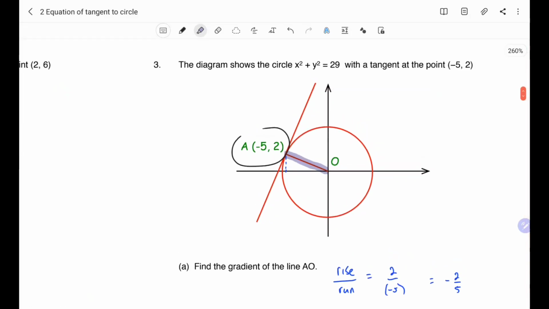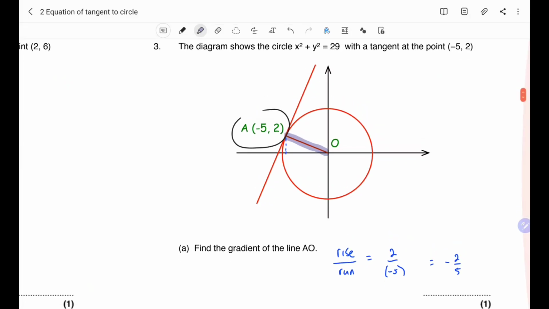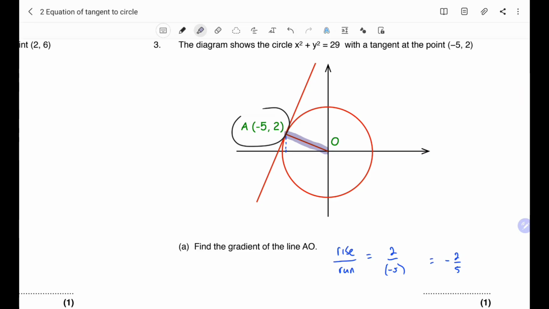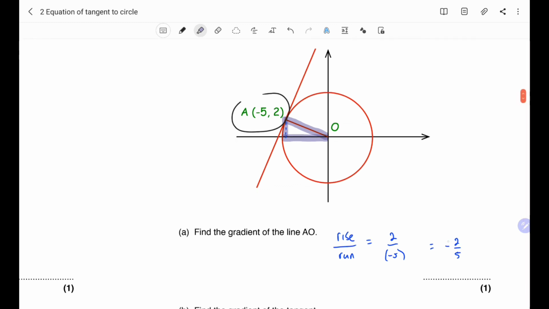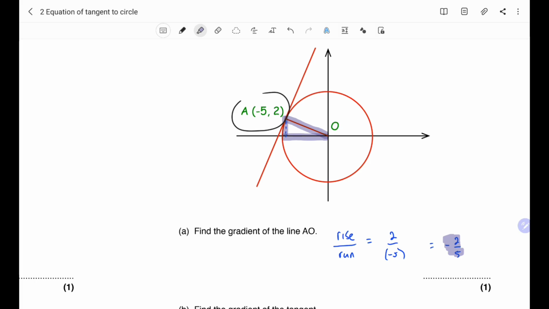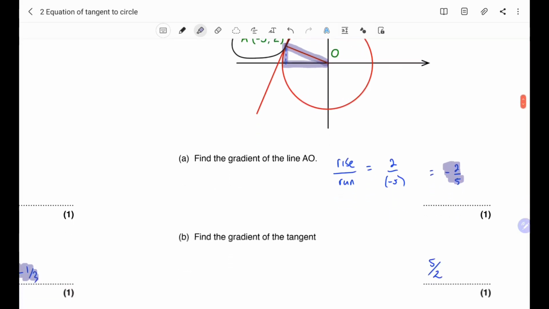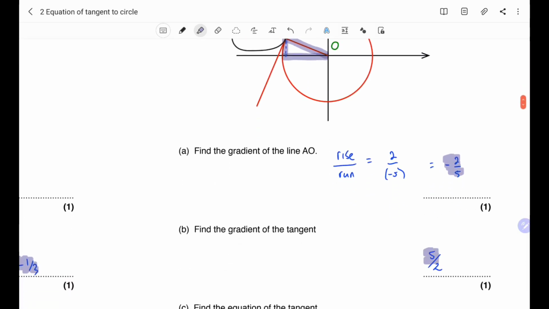Next question is x squared plus y squared is 29 through the point minus 5, 2. So the gradient of the line OA is the rise over the run. So the rise is 2 and the run is actually minus 5. So it's a negative gradient. But you can tell by the direction of the line anyway. Therefore the gradient of the tangent is minus 1 over that, which is 5 over 2.